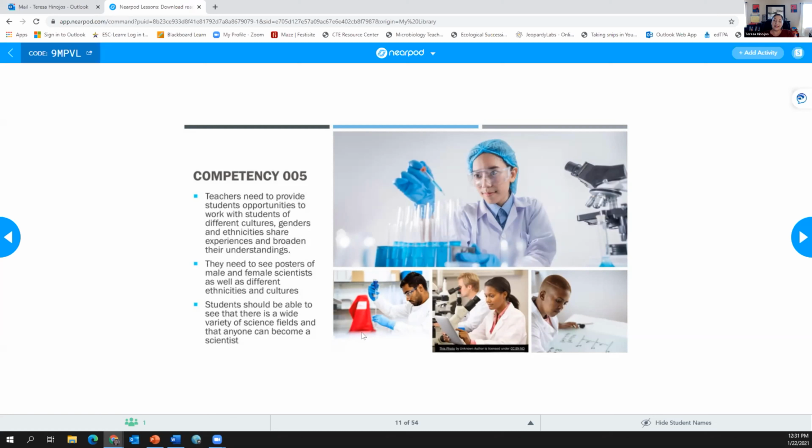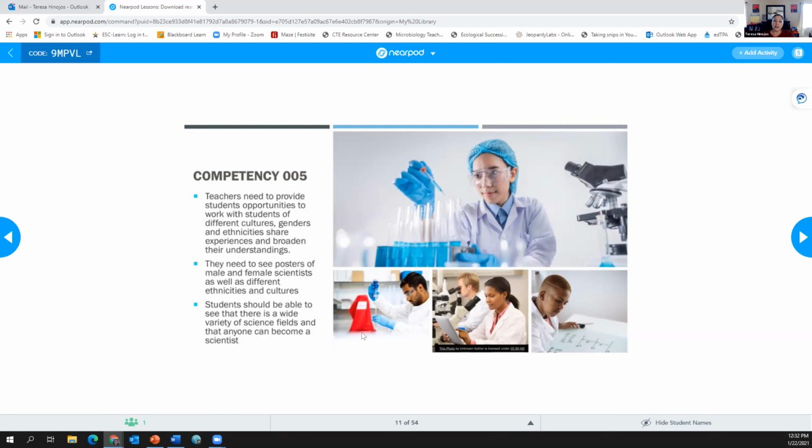And so another thing it suggested in there was making sure that you have something which would be great, which is just posters, right? Things that are visible to also help students understand that science is not just for males. Science is a very male dominated world when it comes to scientists. So it's important that you help students understand that it can be anyone, regardless of their gender, regardless of their ethnicity and culture.